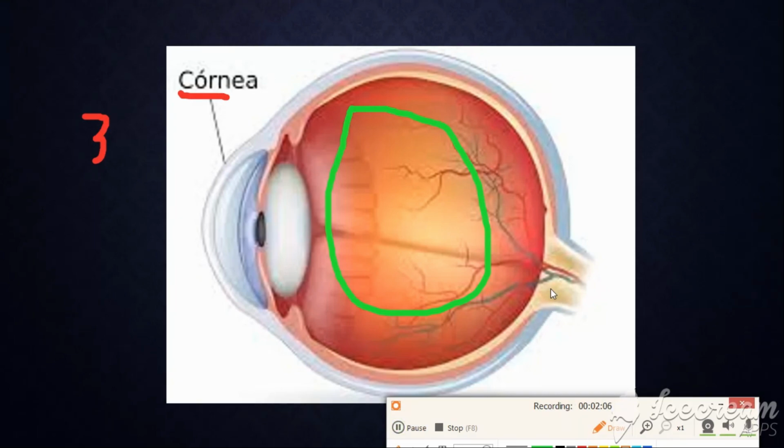Now this is the optic nerve which goes into the brain, and it gives us the visual perception of the color, shape, and all the specificities of any object we are looking at.